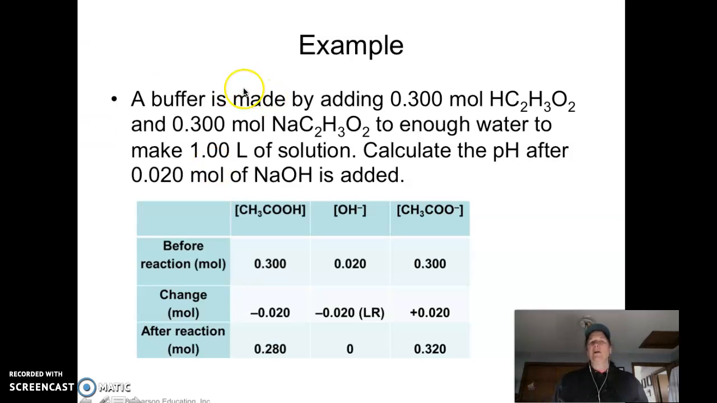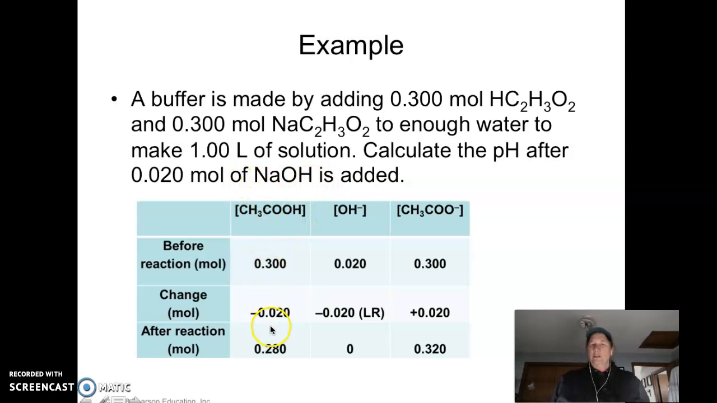We have a buffer, and what we did was we add 0.3 moles of acetic acid, and 0.3 moles of sodium acetate. So this is its metal counterpart. Take off the H and add a metal, and that would be its buffer. And enough water to make 1 liter solution. Calculate the pH after 0.02 moles of NaOH.